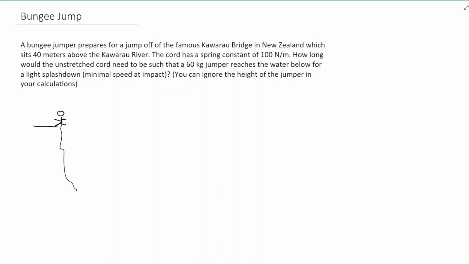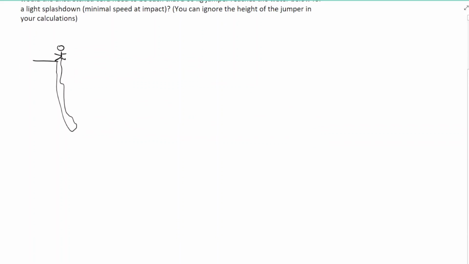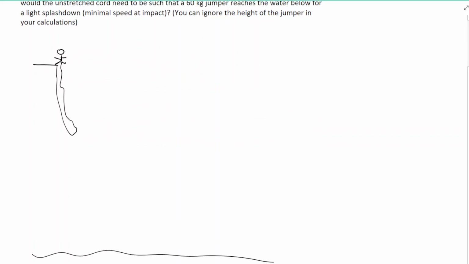Now, it's unstretched, right? It's just going to be hanging there, and it's attached to the base. And you probably got your water down here. Let's exaggerate a little bit. Here's our water down here. Now, let's call this position 1. Well, what kind of energy do we have at 1?